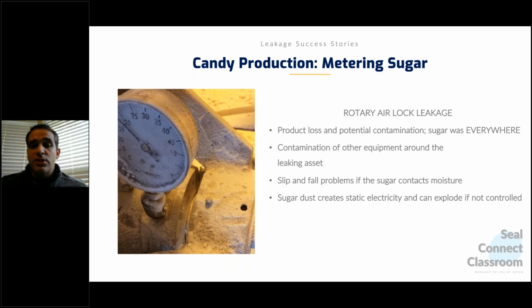Of course, there's also safety issues. You could slip and fall on it, and you don't want anyone getting hurt for any reason. And then sugar dust actually creates static electricity. And it's not just sugar dust. There's a number of dry powders that do this. They create static electricity, and they are a fire hazard. So that's another major safety issue that's absolved by the air seal.